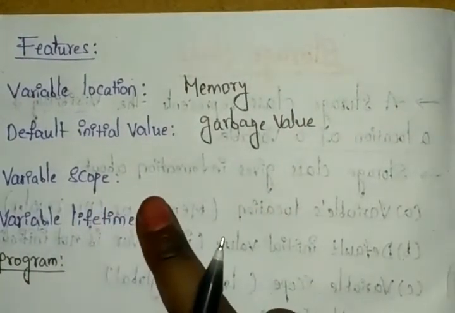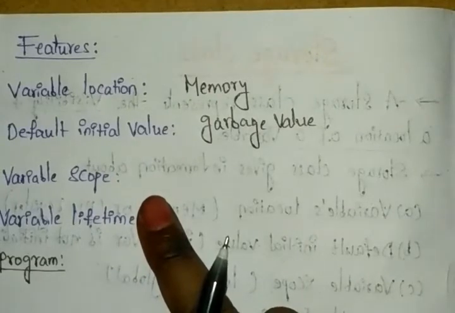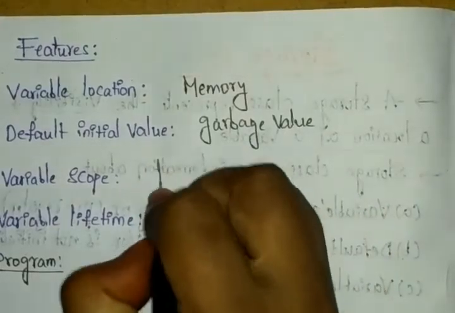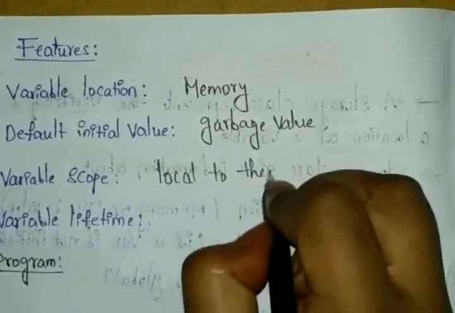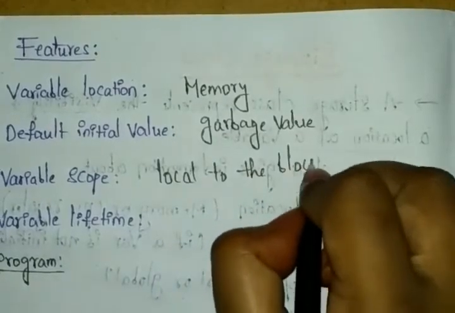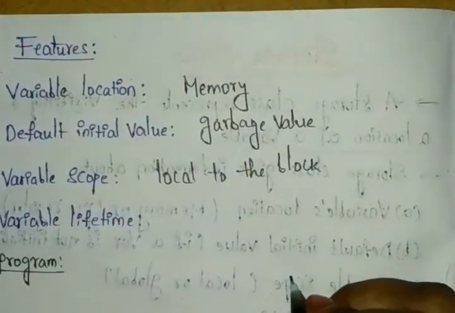And the variable scope, so we already discussed that these are local variables, right? Meaning inside the main function, local variables. You can write local to the function or else local to the block, where you are declaring the variables.